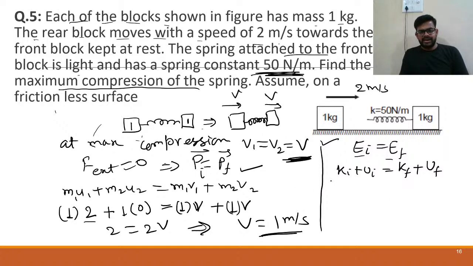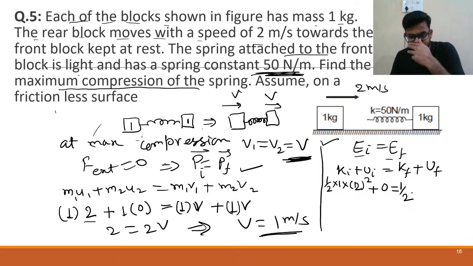So what will I get? Initial kinetic energy is half initial mass into velocity square, means half into 1 into 2 square. Yes, so this is the initial kinetic energy. Initial potential energy: the spring was at relaxed state, so 0. Final kinetic energy: half, both the blocks will have the same velocity, so (m1 plus m2) into v square, so (1 plus 1) into v square, and the value of v is 1, so into 1 square, right?